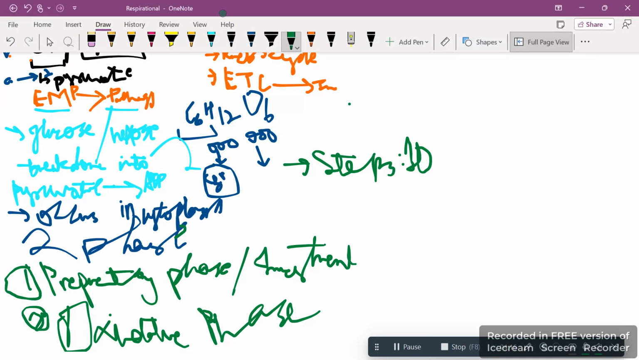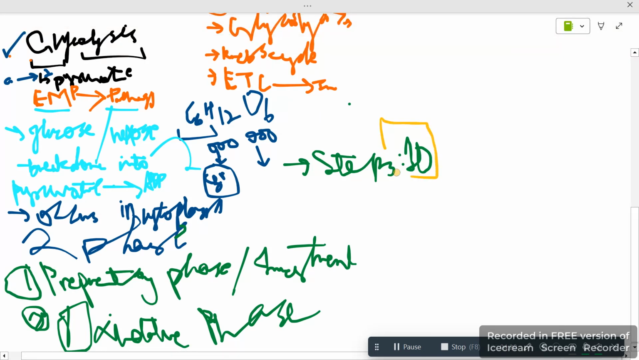So glycolysis has 10 steps, but when we divide it, you'll find 5 steps in the preparatory phase. In this you invest a lot of things, and then you get the product in the oxidative phase. Here you will also see 5 steps. Okay, I'm sure you have gotten the concept.